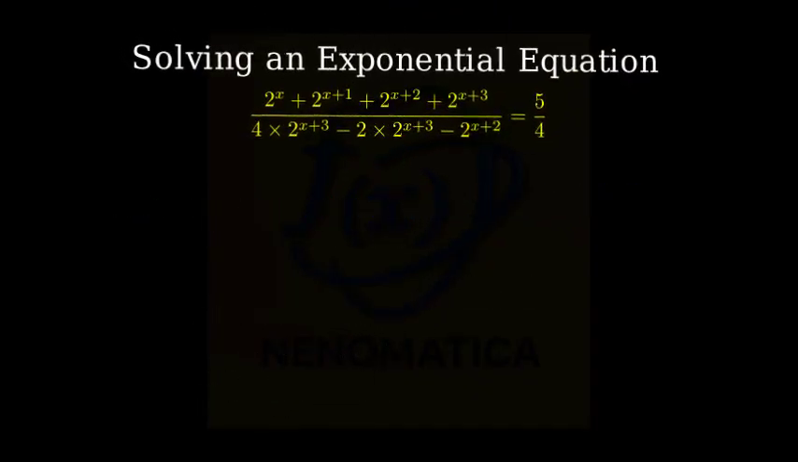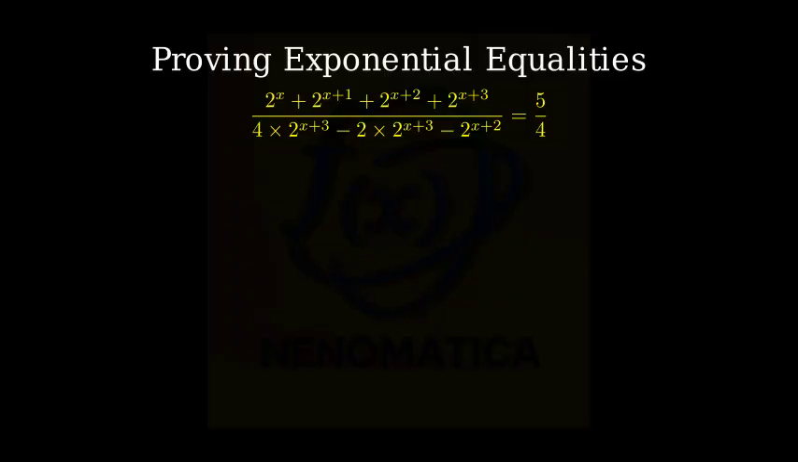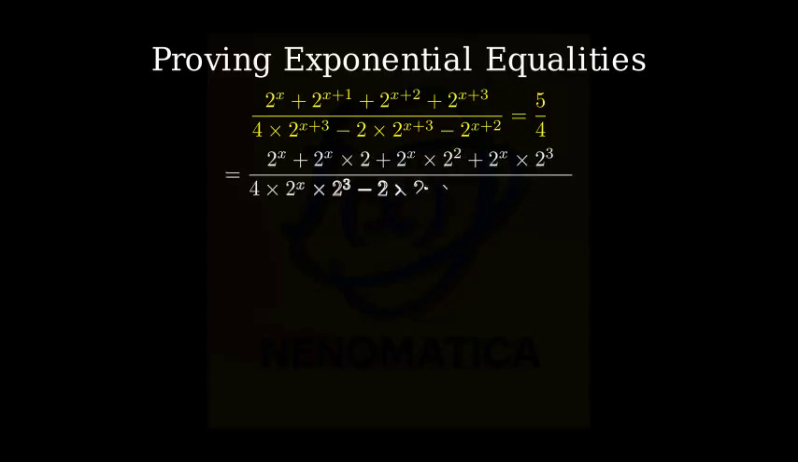2 to the x plus 2 to the x plus 1 plus 2 to the x plus 2 plus 2 to the x plus 3 divided by 4 times 2 to the x plus 3 minus 2 times 2 to the x plus 3 minus 2 to the x plus 2 equals 5/4. Let's start by rewriting the powers of 2 using the property that 2 to the x plus n equals 2 to the x times 2 to the n. This will make it easier to factor out common terms.